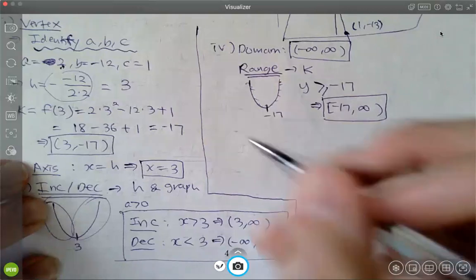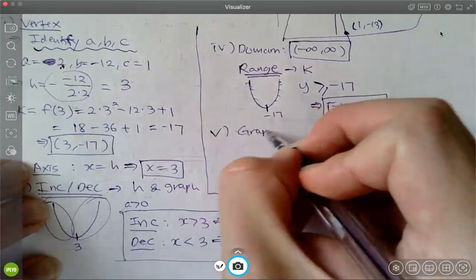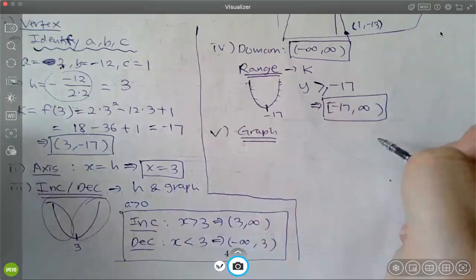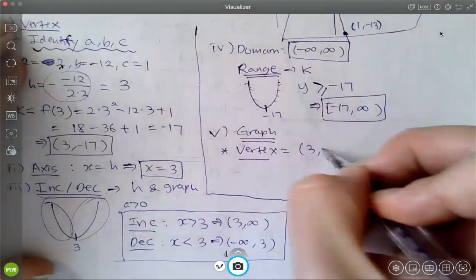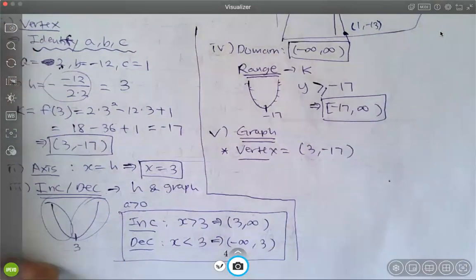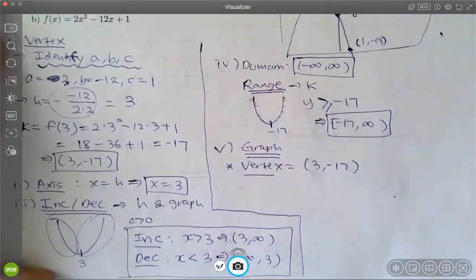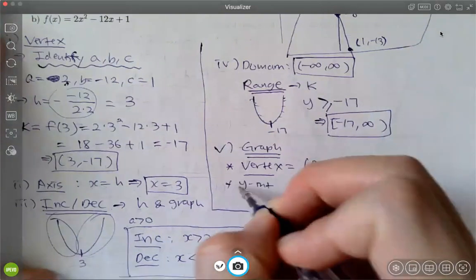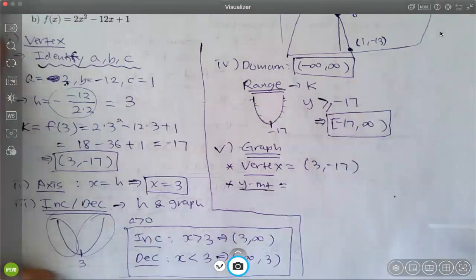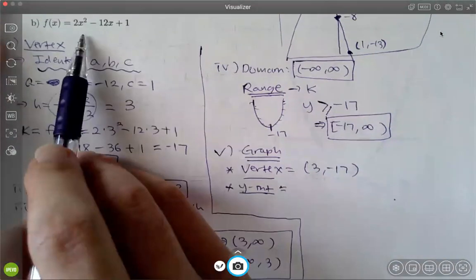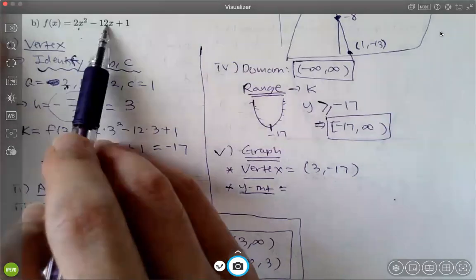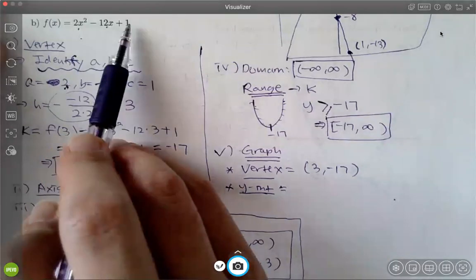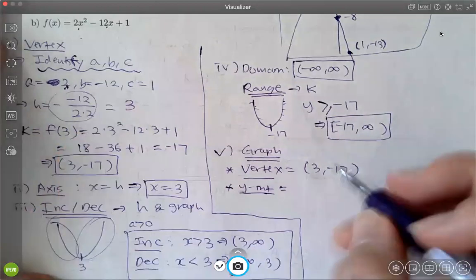Okay, and now graph. So for the graph, remember, we will be finding 3 points, one of which we already know. The vertex is at 3 comma negative 17. And now the y-intercept. So for the y-intercept, you set x to 0, right? So what do you get? The first term is gone, and then the second term is also gone. And you are left with what? Just 1, right? So the y-intercept is at 0, 1.